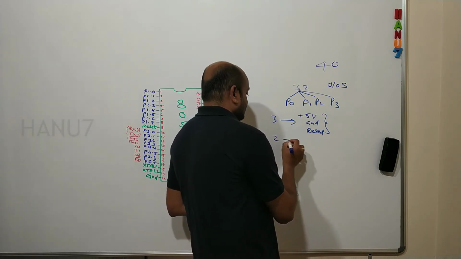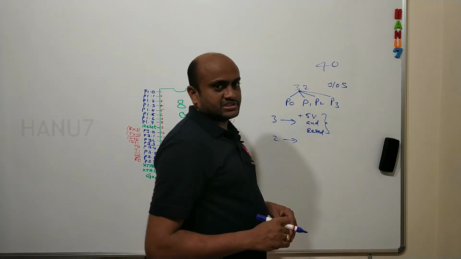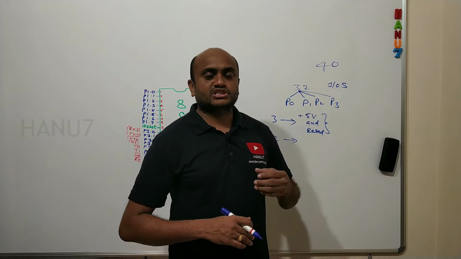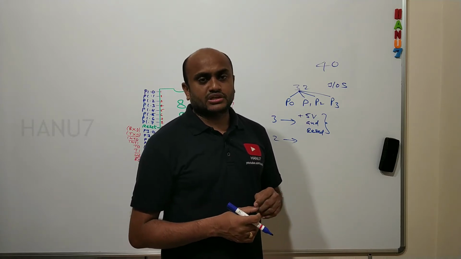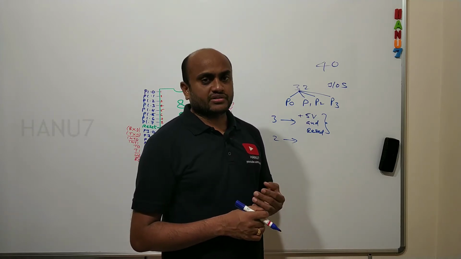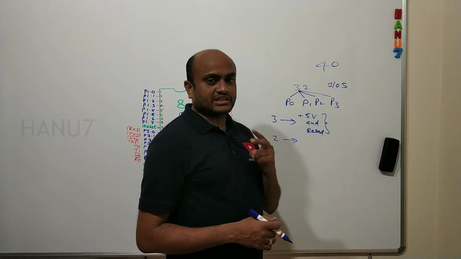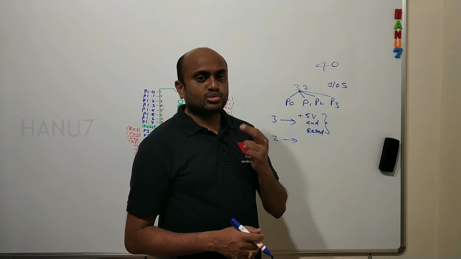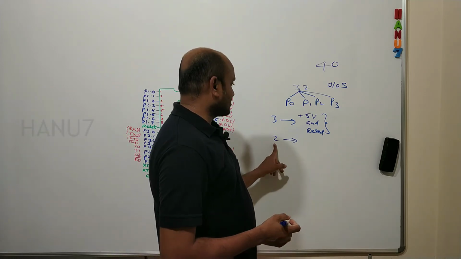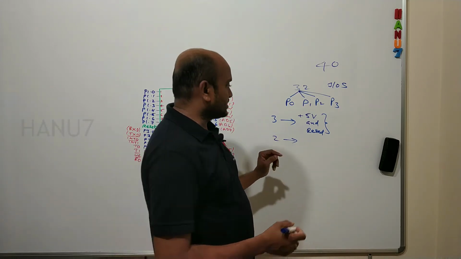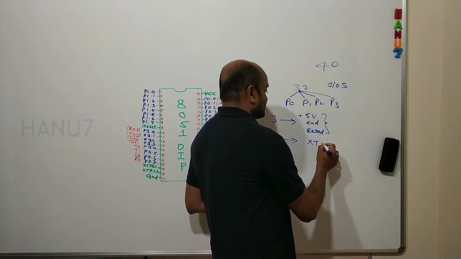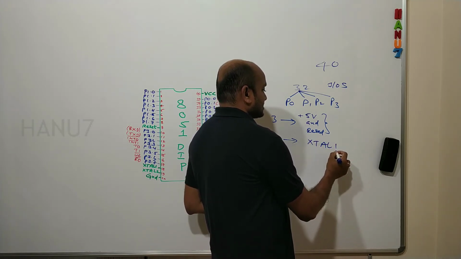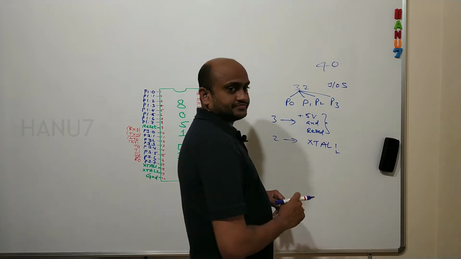And we know that every CPU, every processor or every controller requires a CPU clock frequency. In order to provide the CPU clock frequency, we connect a crystal oscillator to the 8051 microcontroller. So we have 2 pins dedicated for that. They are called crystal pins. We can connect the crystal oscillator through these 2 pins.